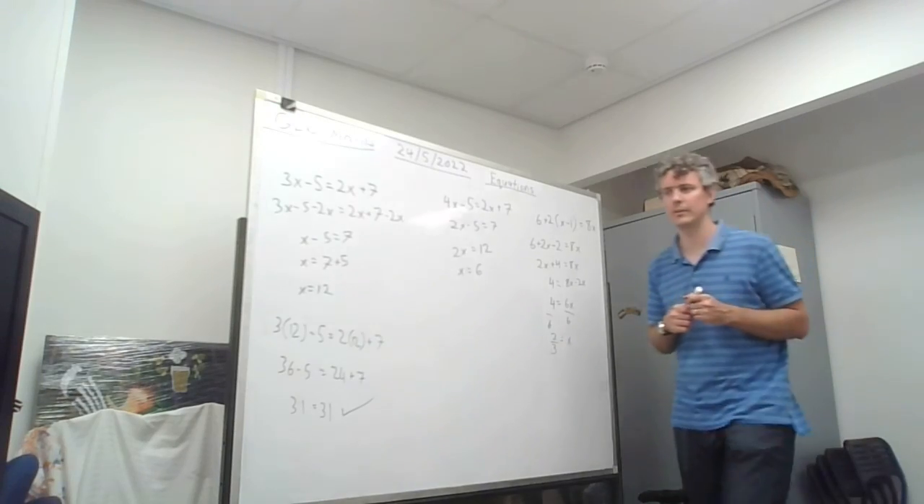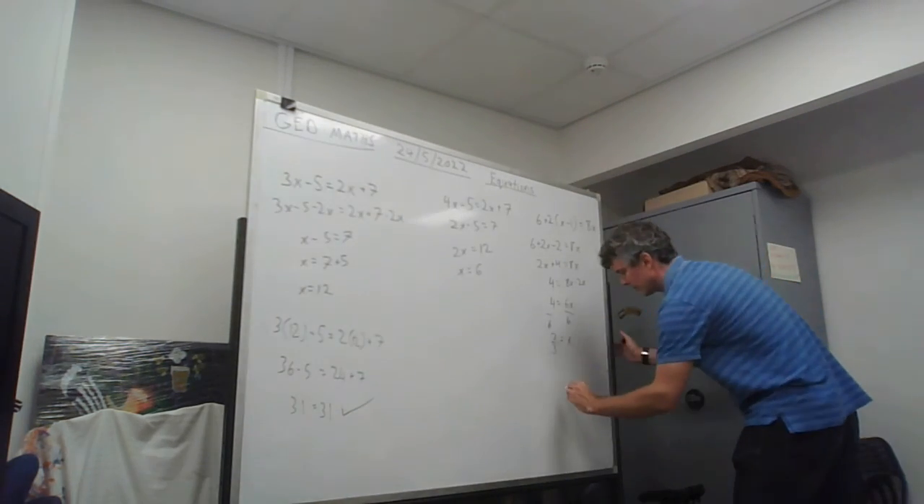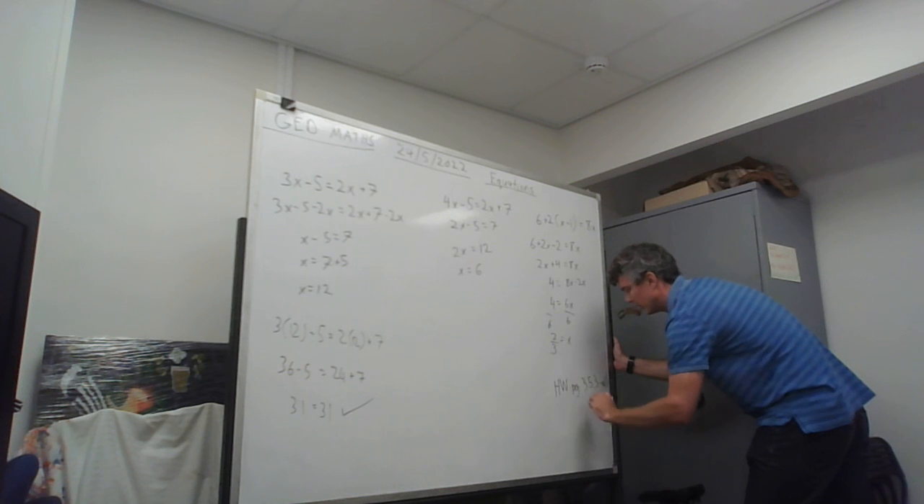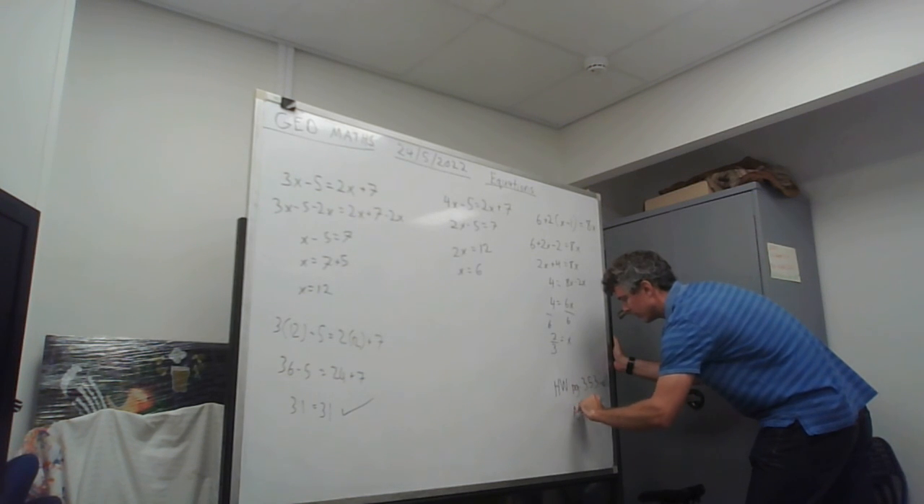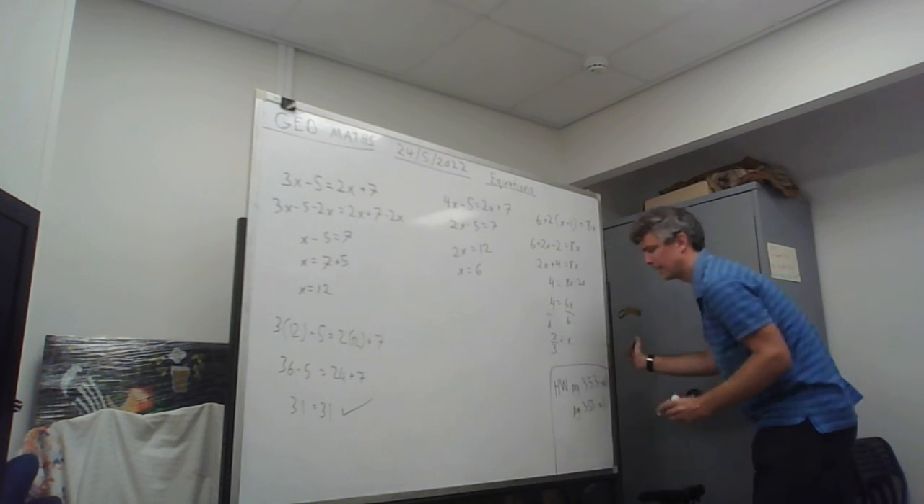Basically, the homework is these 2 pages, 353 and 355. So homework is page 353 all and page 355 all. Okay?